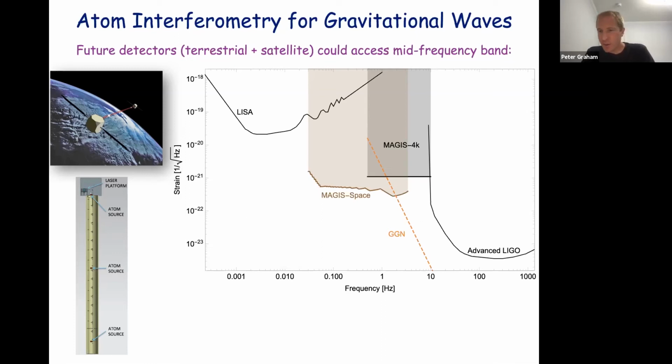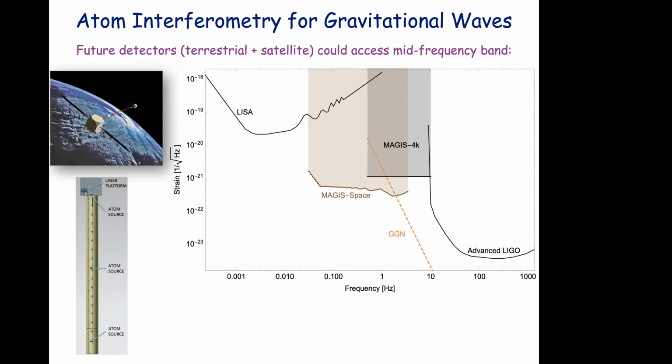Oh, I think we have a question. Yoni, could you unmute Stefan? Yep. Hi, I was just wondering what limits the MAGIS space at low frequencies. You kind of talked about what the terrestrial detector is limited by at low frequencies. How is it for the space based one?